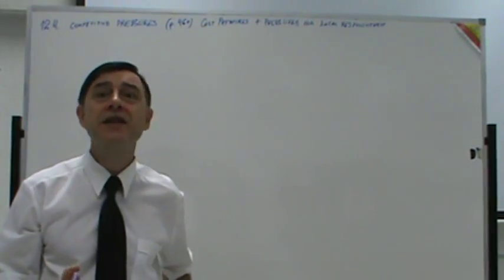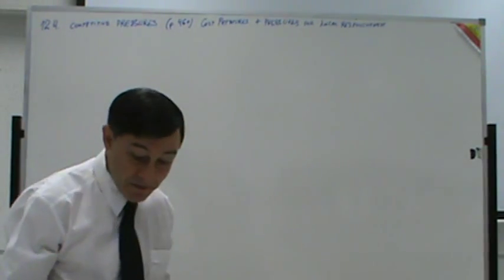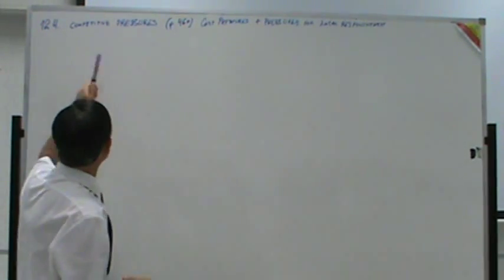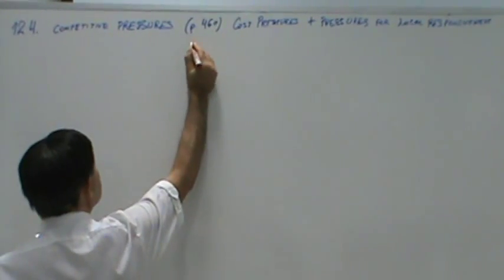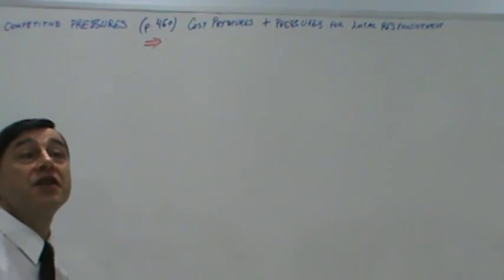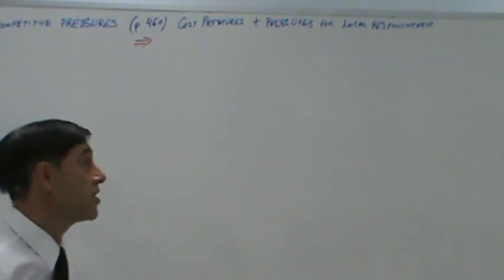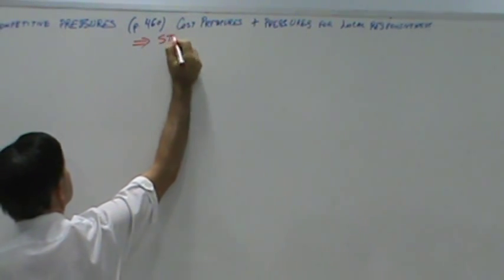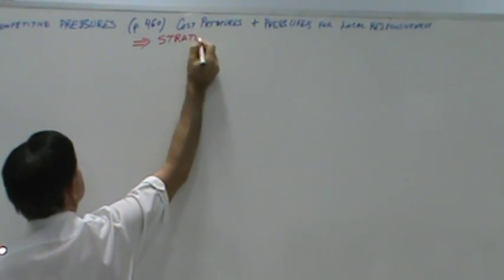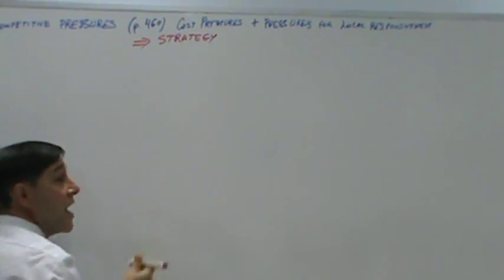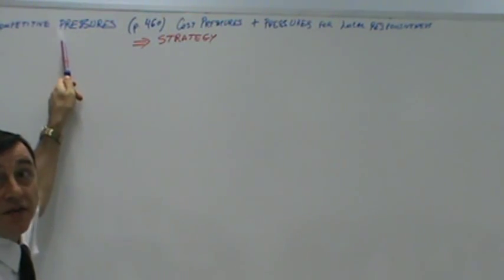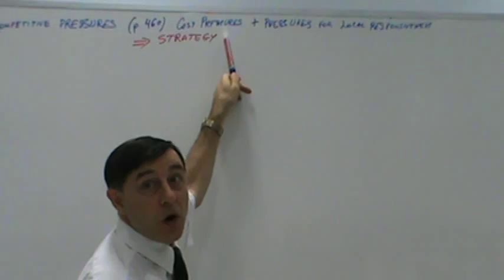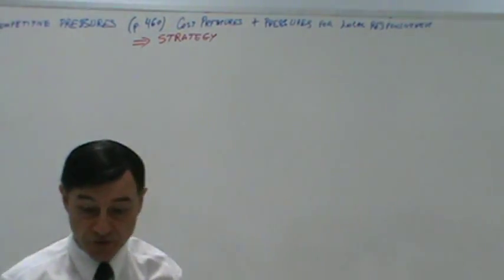And the fundamental idea here is amazingly simple. The competitive pressures will determine the strategy. In other words, business strategy is driven by the competitive pressures of cost pressures and of pressures for local responsiveness. Okay.